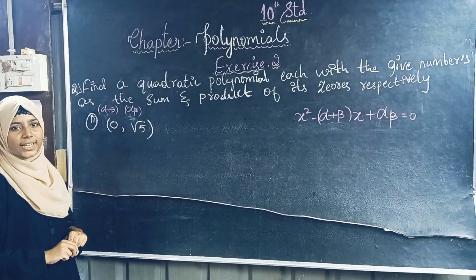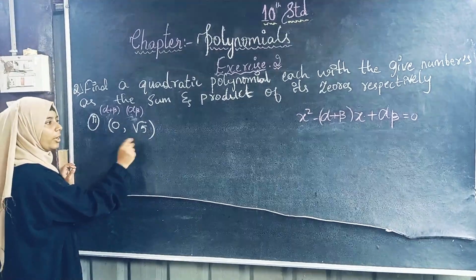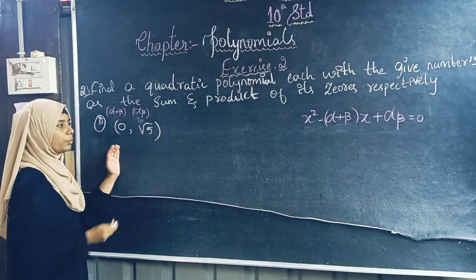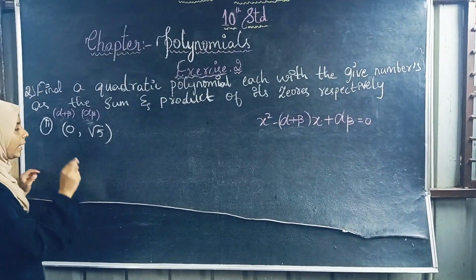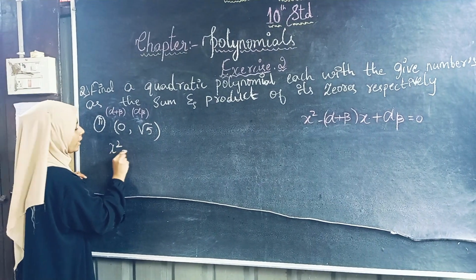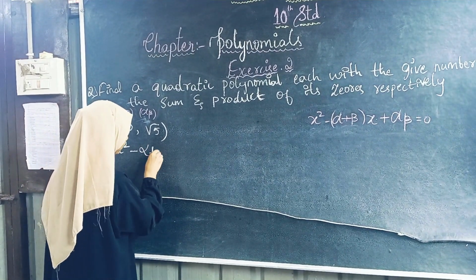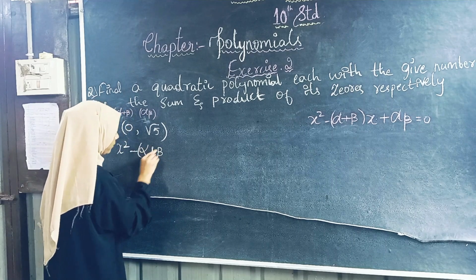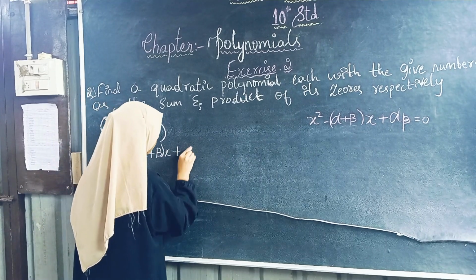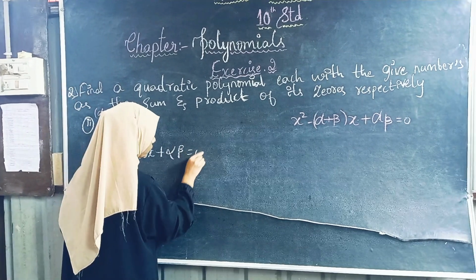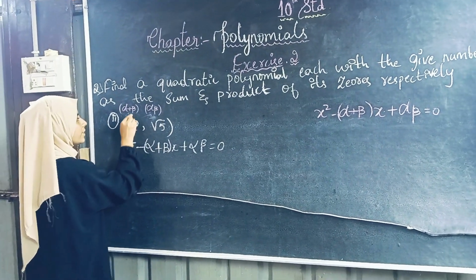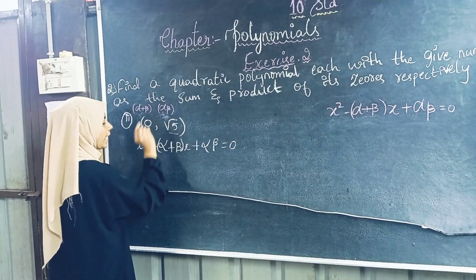Let us move to the second question. The second question is 0 comma root 5. Now we have to put these values in that formula. Let me write the formula here only. x square minus alpha plus beta x plus alpha beta is equal to 0. Here 0 is alpha plus beta and root 5 is alpha beta.